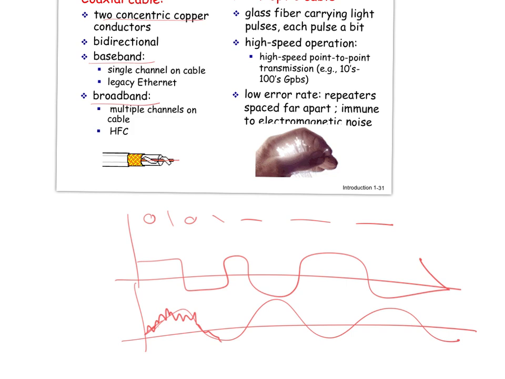Okay? And we also talked about a hyperfiber cable, which is used for cable TV. This is the technology that we talked about. Okay? Alright.